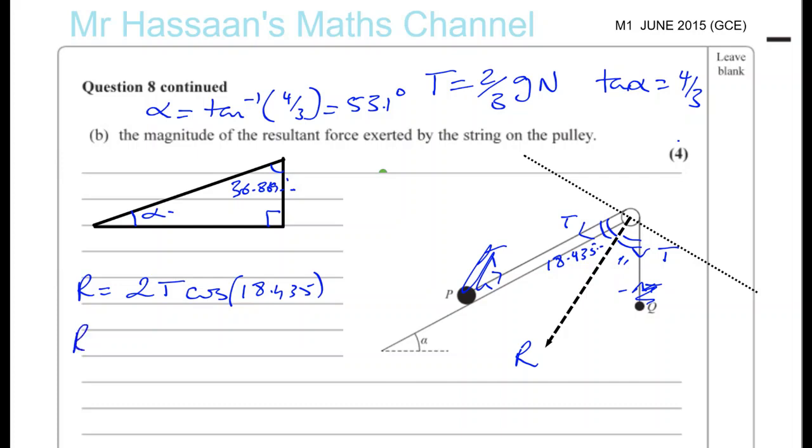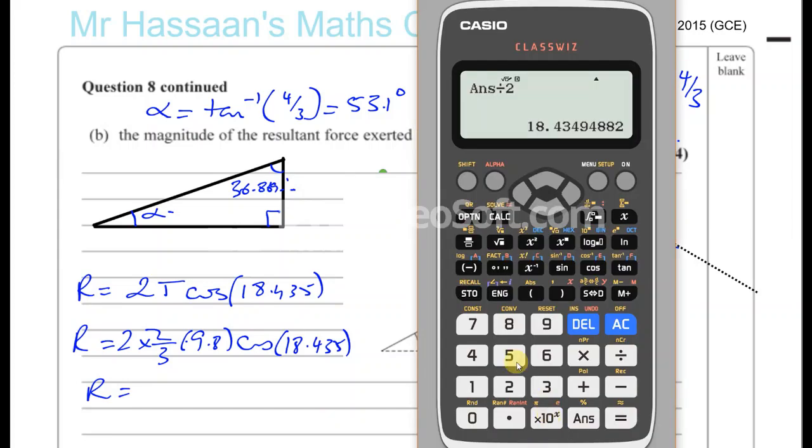So the resultant force is going to be 2 times T, where T is 2 over 3 times 9.8, times the cosine of 18.435, and that should give us our answer. So we have 4 over 3. Let me take the cosine of that first. Cosine of the answer, and that's going to be multiplied by 4 over 3 times 9.8.